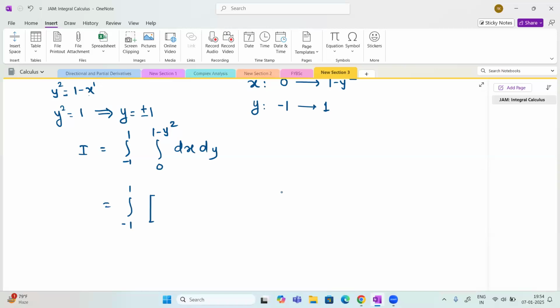That's x. This is x. Yeah, very 0 to 1 minus y square. Upper limit, lower limits. Let us put upper limit, lower limit. 1 minus y square. If I put 0 to 0. Is it an even function?